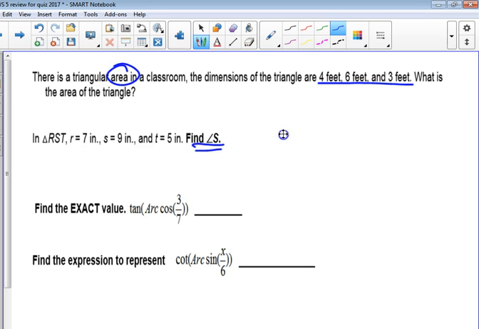So you got something like 9 squared equals 7 squared plus 5 squared minus 2 times 7 times 5 times cosine of s. And you got to work backwards.